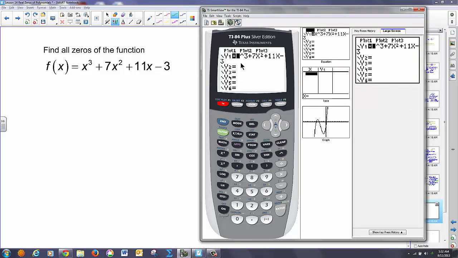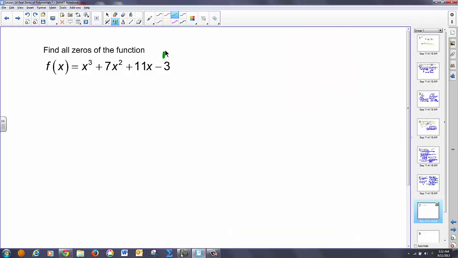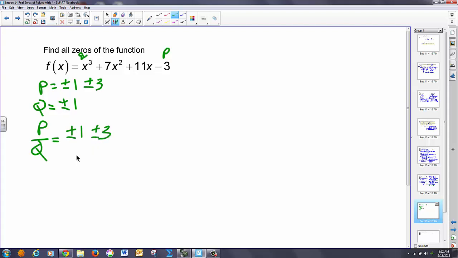Let's go back to the function and determine our possible rational roots first. So we have our p-values right here and our q-values right here. So possible p-values are plus and minus 1 and plus and minus 3. And the q-values are plus and minus 1. So really in this case, my p over q's are just plus and minus 1 and plus and minus 3. There wouldn't be that many to test in this case. I could probably do this without the aid of a calculator, but we're just going to do that to make things a little bit faster.